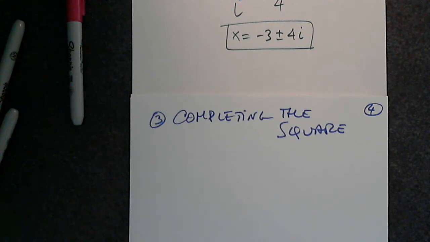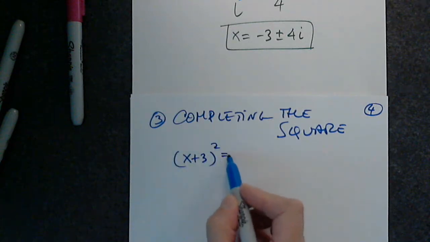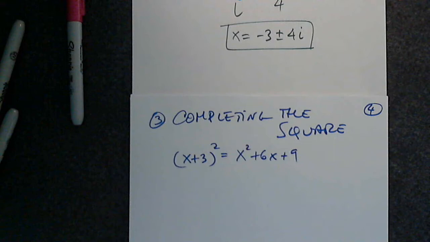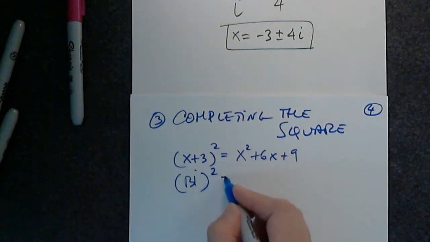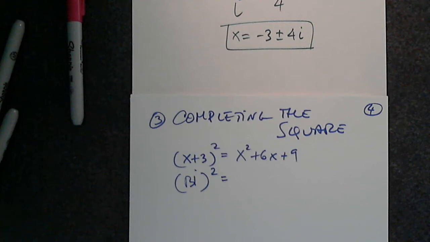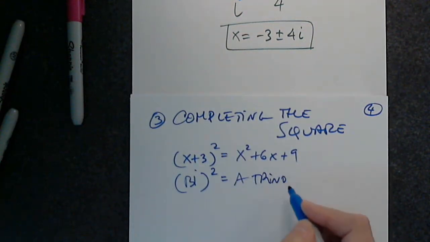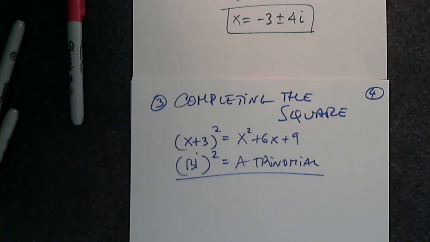A minute ago, I asked you how to expand this, and you correctly identified x squared plus 6x plus 9, because we know that a binomial squared is a trinomial.